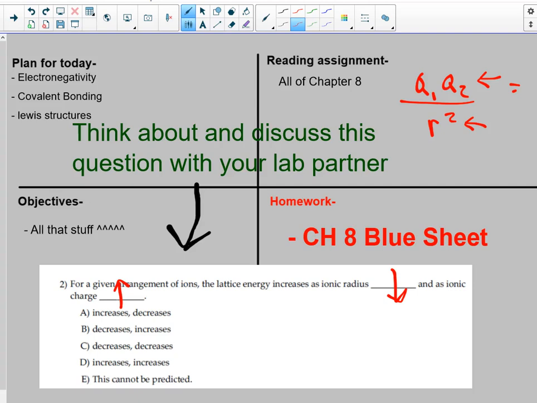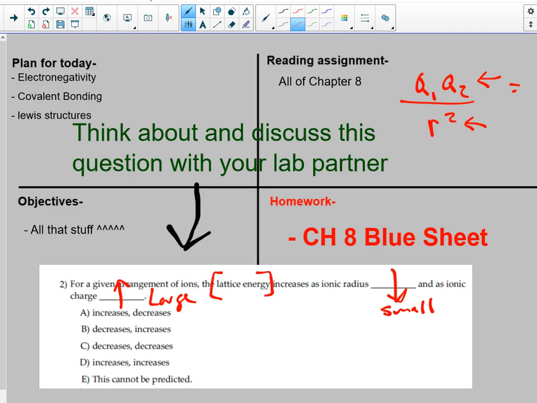Okay? So small things with large charges create large lattice energies. And remember, lattice energy is that energy required to break everything apart. It's like one giant Lego brick made out of 1,000 pieces. It's how much energy it would take to take each piece apart. All right? And if they're small in size and large in charge, that's how you'll know.